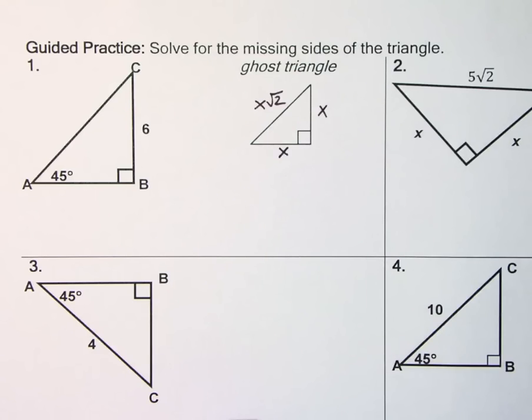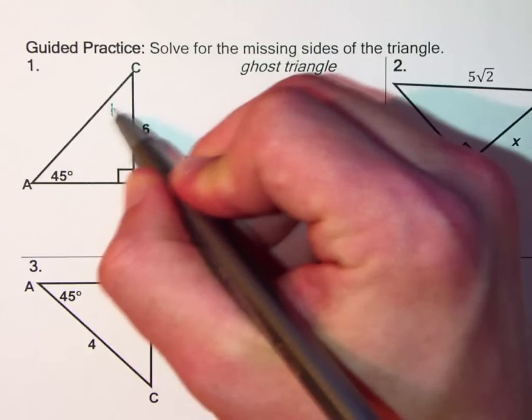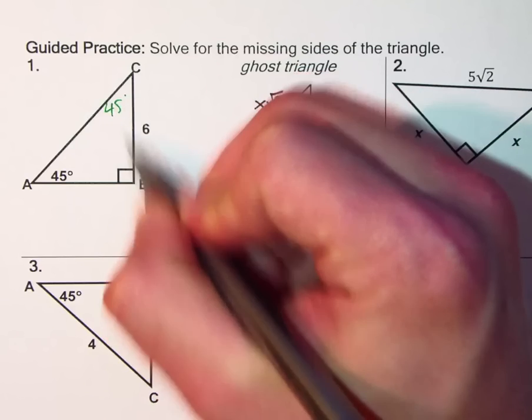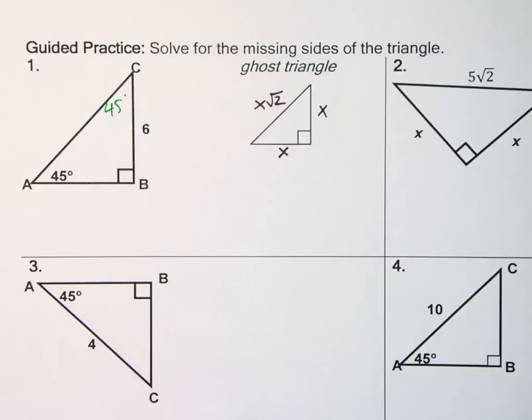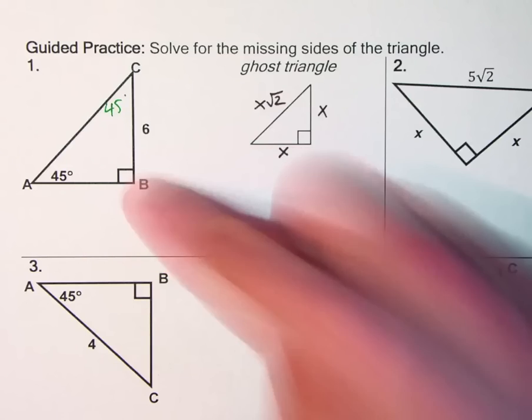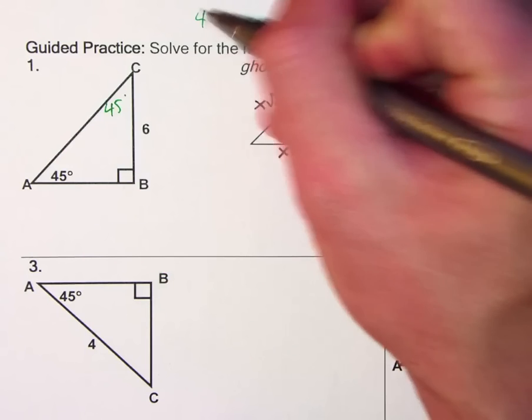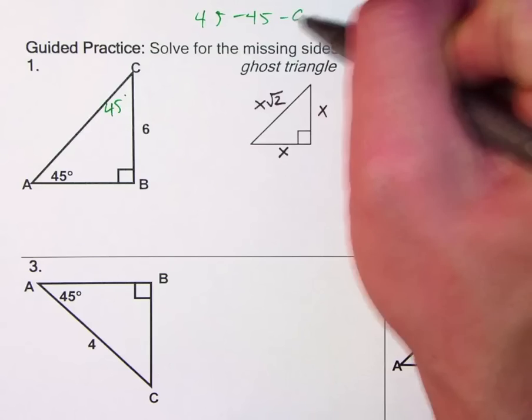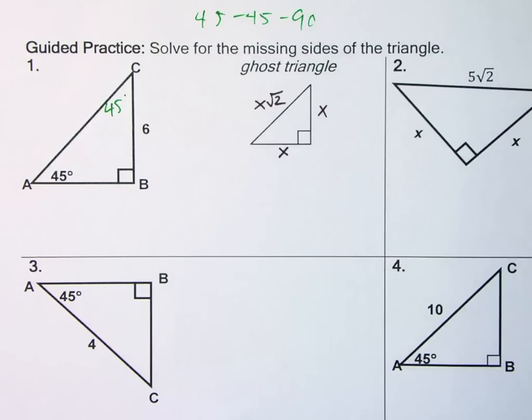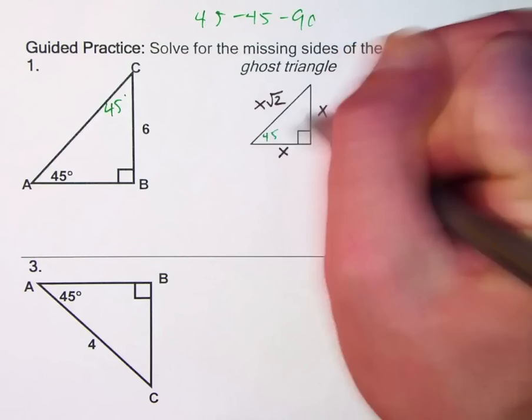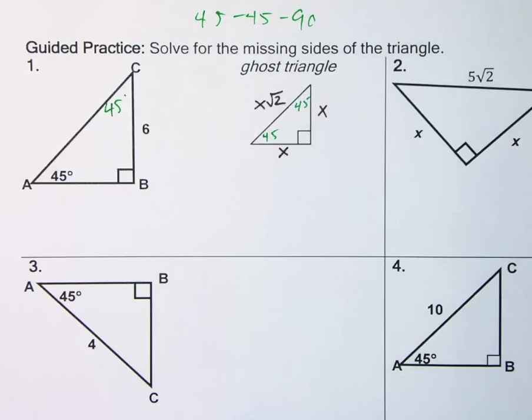So if I come over here, I see this is 45, which means this has to be 45 if all three of these will sum up to 180. So I have a 45, 45, 90 triangle. Don't forget, 45, 45, 90 triangle. That's a special right triangle. Again, here's the 45 and 45. x, x, x square root of 2.